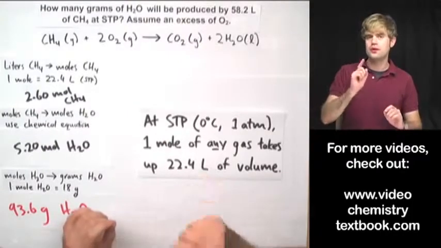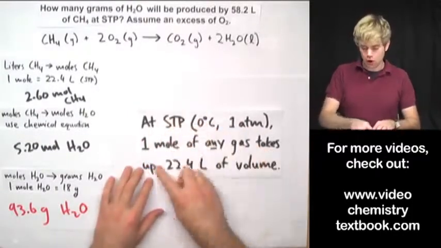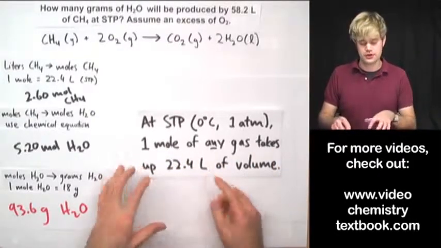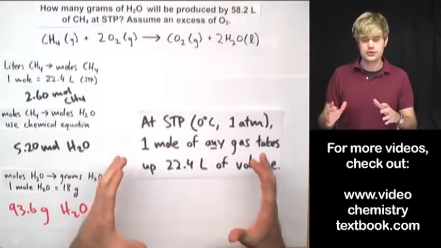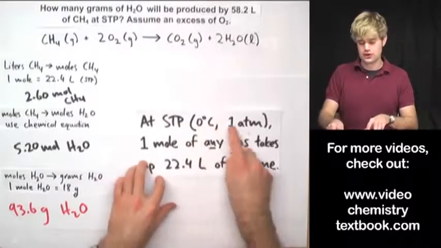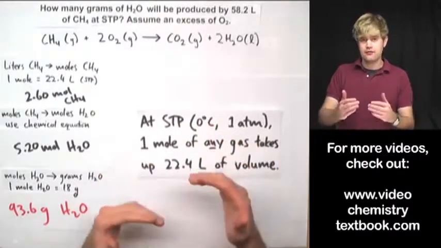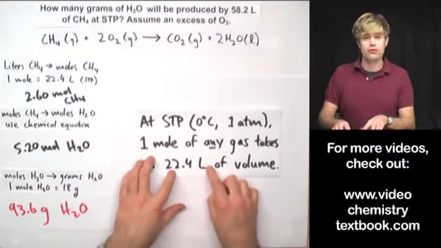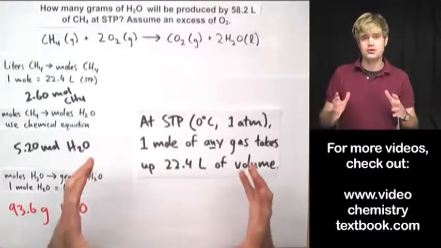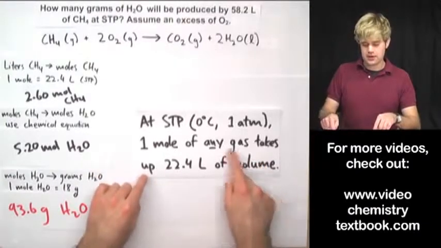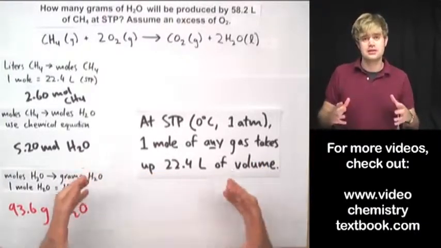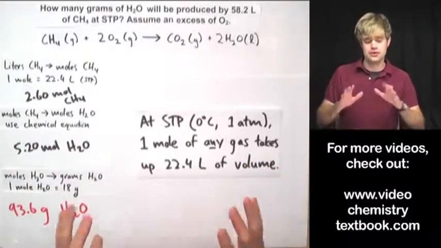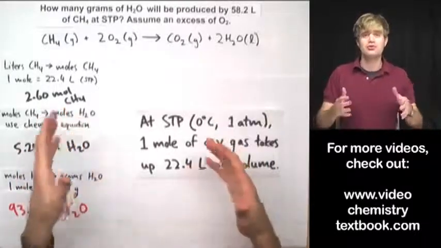One thing that's really important to keep in mind is that you can only use this rule, 1 mole of gas taking up 22.4 liters of volume, if the conditions are STP, which is 0 degrees Celsius and 1 atm. If the temperature or pressure or both are different, you can't use this 22.4 liter rule, and you'll have to use the ideal gas law to calculate the amount of space that the gas would take up. If you need to do that, check out the examples that I have on gas stoichiometry that are a little bit harder.